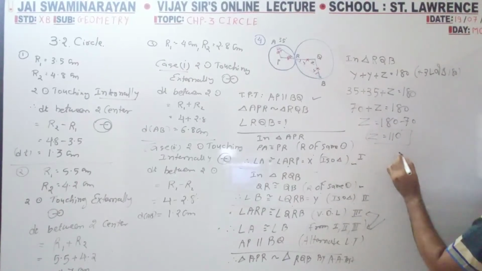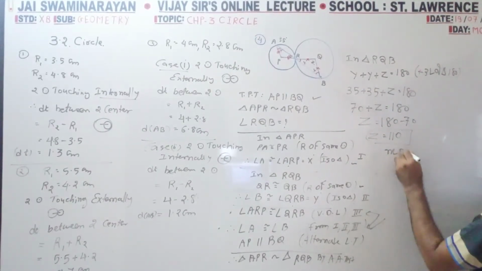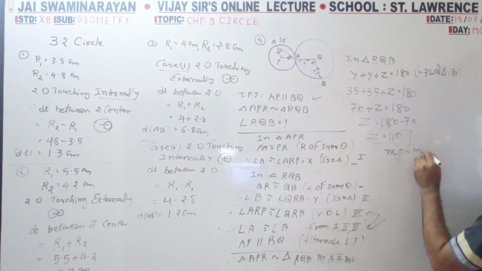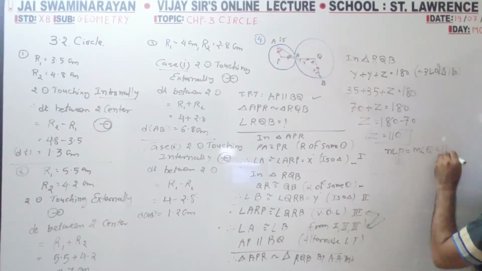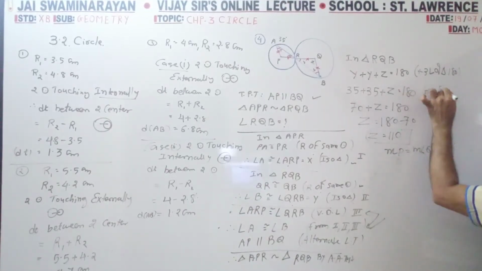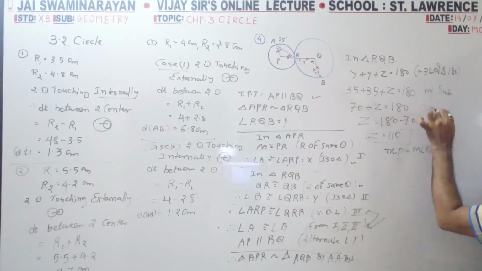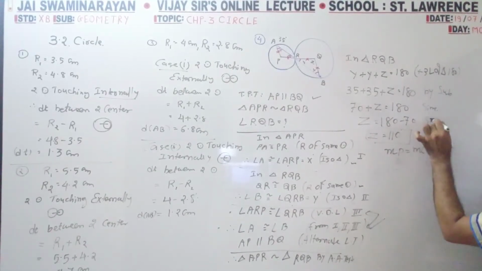So Z is what? Measure of angle P or measure of angle Q, that is 110. This is by substitution, by simplifying. This is also by simplifying.